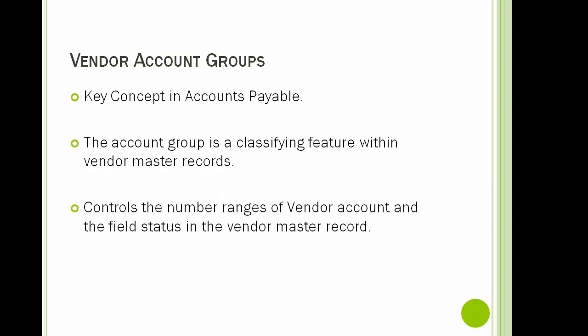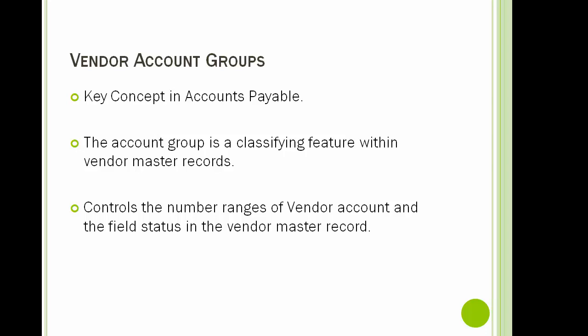Vendor account groups. Vendor account groups is the key concept in accounts payable. The account group is a classifying feature within the vendor master records. It controls the number ranges of vendor accounts and the field status in the vendor master records. Even vendor groups allow you to have separate purposes and field status for different types of vendors.